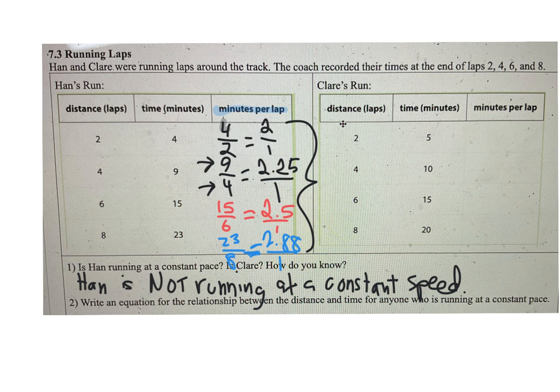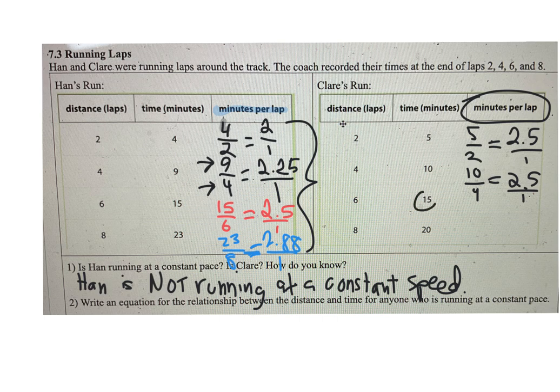Now they say, is Claire? So we've got to do the same thing, and we're going to see, do the values on the minutes per lap side change? So when Claire runs for 5 minutes, she goes 2 laps. That's 2.5 minutes to run 1 lap. Now we're going to do the same thing for when she runs 10 minutes and 4 laps. So that's 2.5 minutes for 1 lap again. So even though she runs a different amount of laps, 4 laps this time, she's still running at the same rate. Let's test it for 15 minutes and 6 laps.